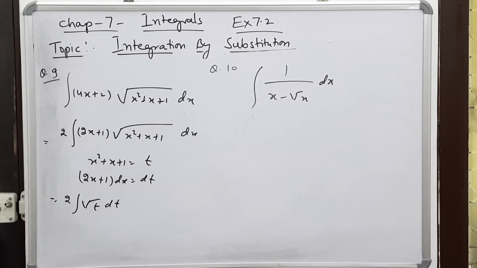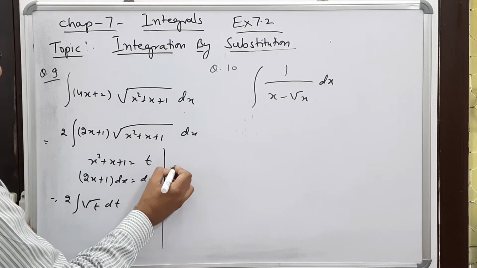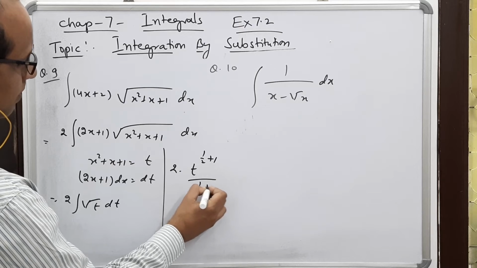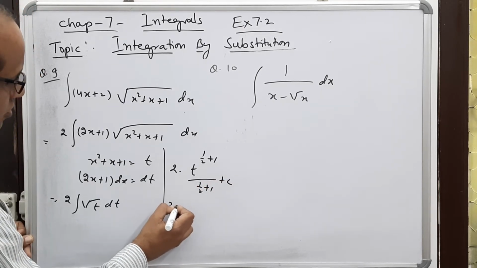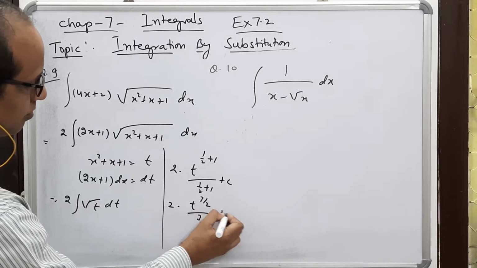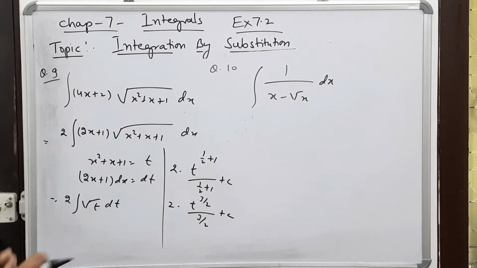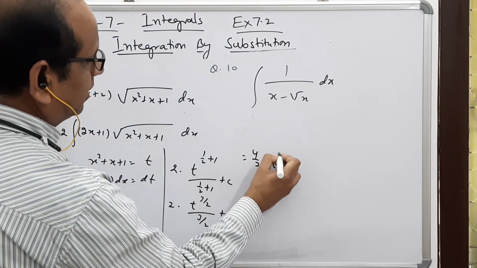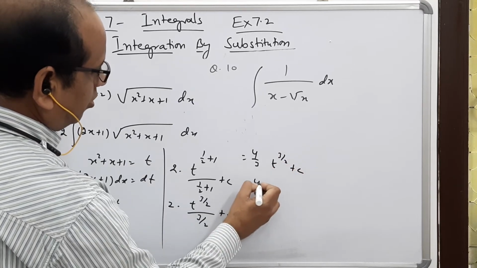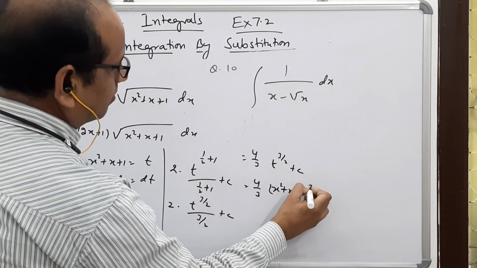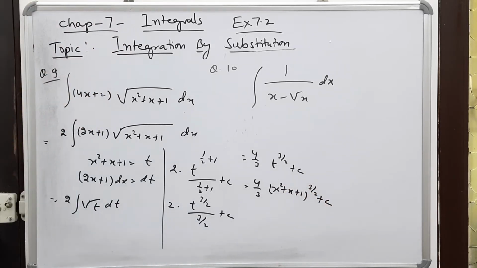See this one. So the integration of this is 2 t power half plus 1 over half plus 1, plus c. So it is 2 dot t power 3 by 2 upon 3 by 2 plus c. Here, if you take the reciprocal, then it is 4 by 3 t power 3 by 2 plus c, or 4 by 3 (x square plus x plus 1) power 3 by 2 plus c. So that is the answer of the first part.